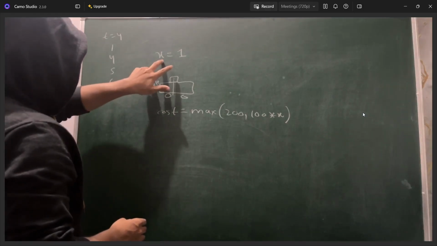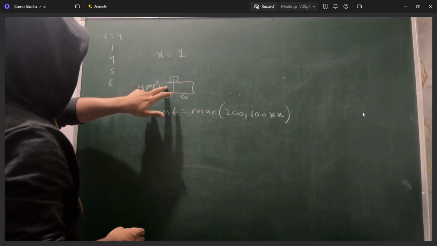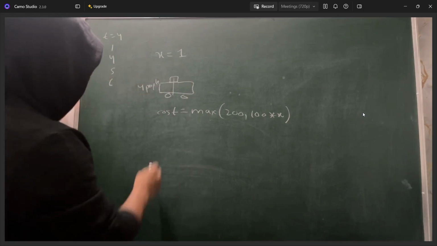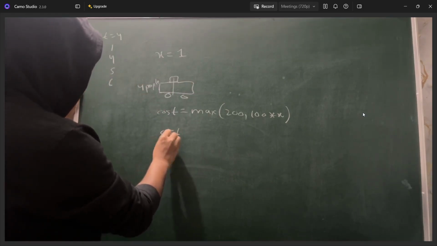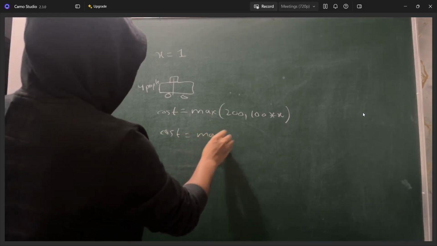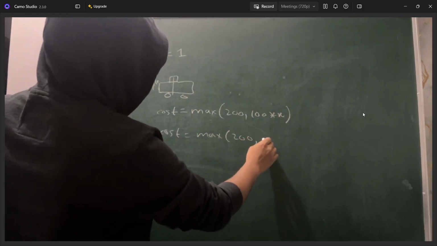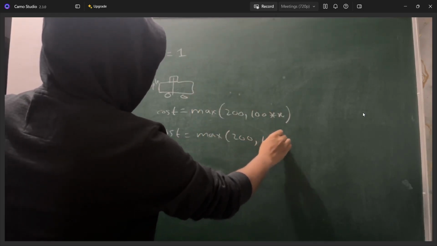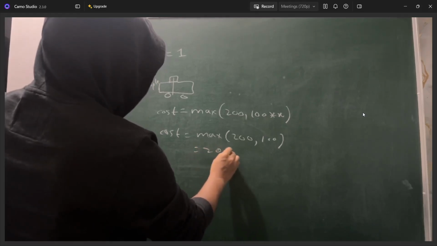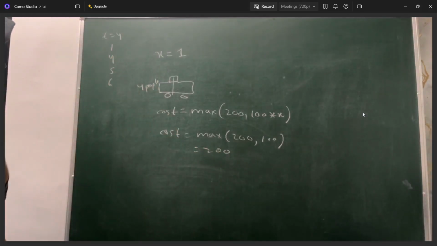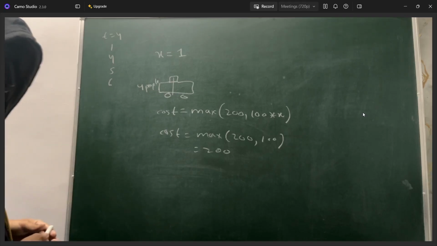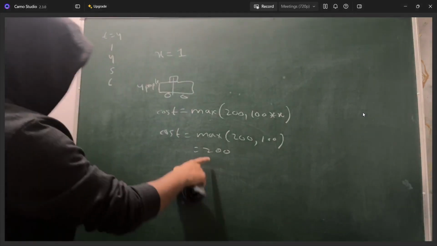So for the given case wherein we have only one member, you will be booking one cab, so its cost will be the maximum of 200 and 100 into X, where X is 1, so it will be 100. So this is 200. Whenever you have one person, your answer will be 200. Sorry, 200, not 100.